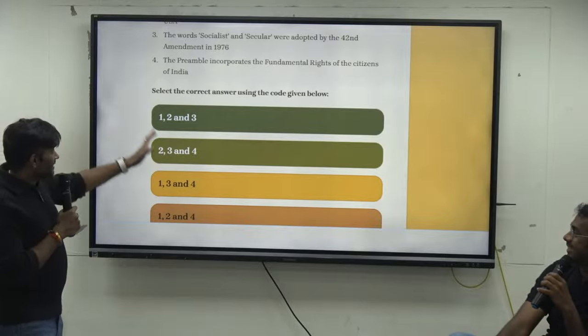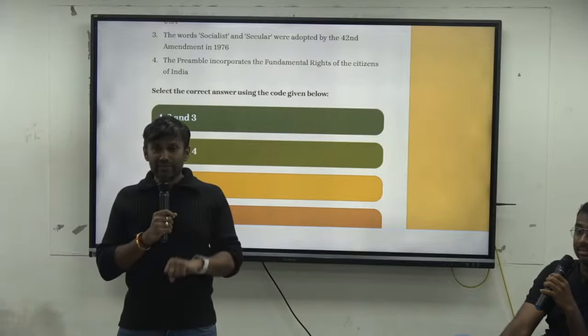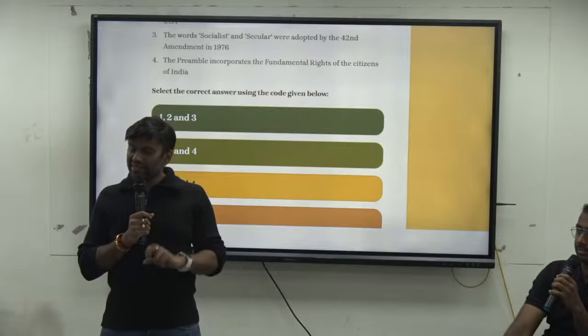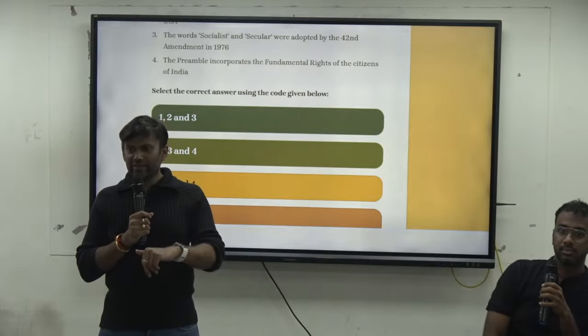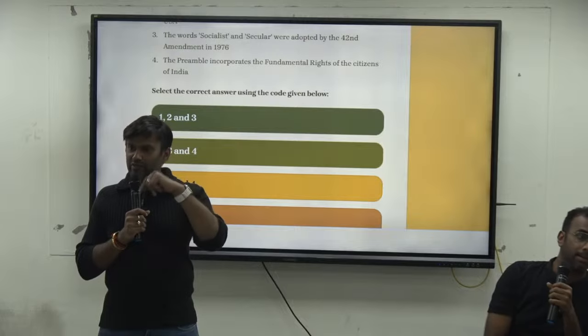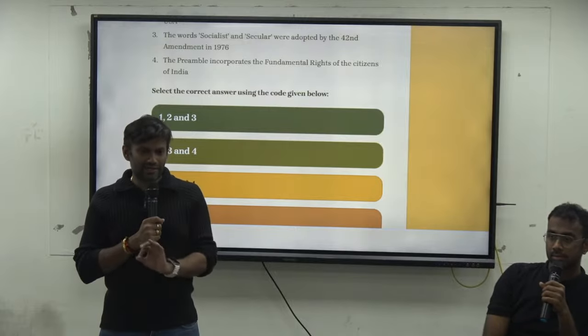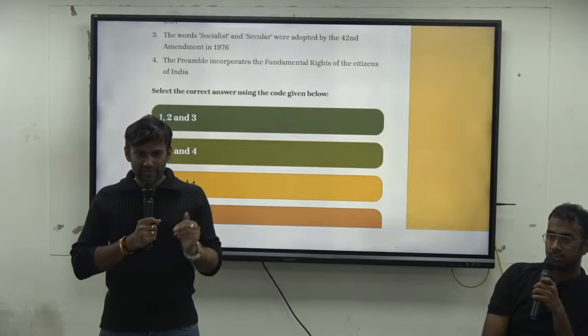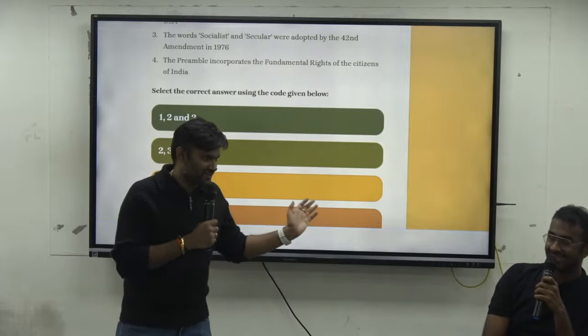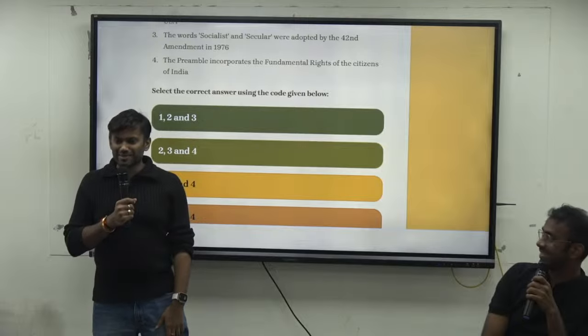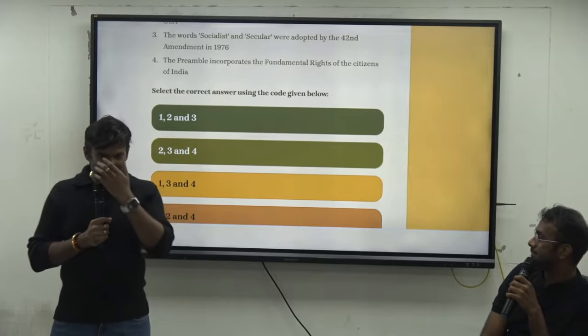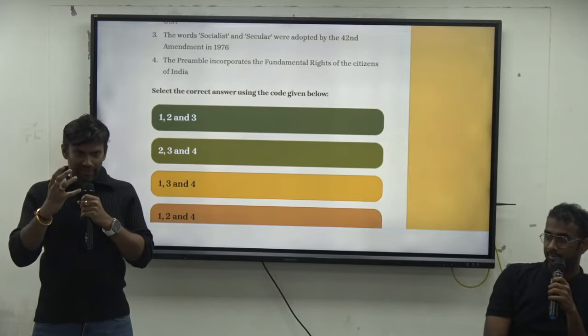So they're telling that the preamble incorporates fundamental rights of citizens. No, it is the opposite. Fundamental rights incorporate the values mentioned in the preamble. Understood how subtly he'll try to confuse you. If you get excited thinking everything is correct, and this is also correct, then your answer becomes incorrect. So you understood, the logic is simple.